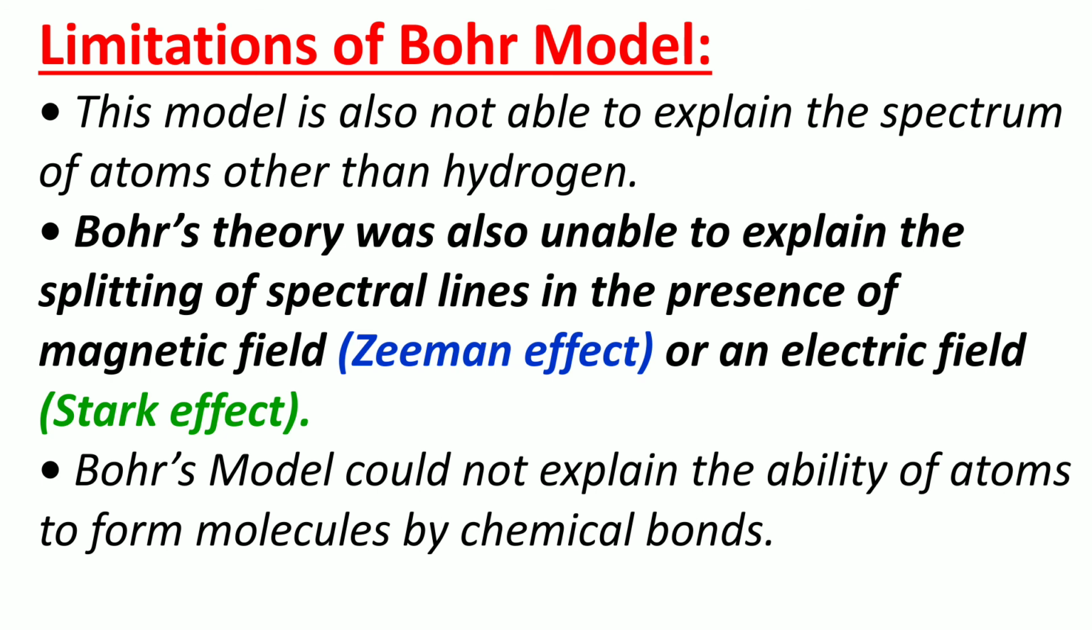The third main drawback of this model is that it could not explain the ability of atoms to form molecules by chemical bonds. How molecules are formed by the combination of atomic orbitals, and by the combination of two different atoms of two different elements, what type of compound will form, and what type of bonding will be there between these two atoms or elements, depends upon which factors. This model is not able to explain that. So these are the main limitations of Bohr's model.